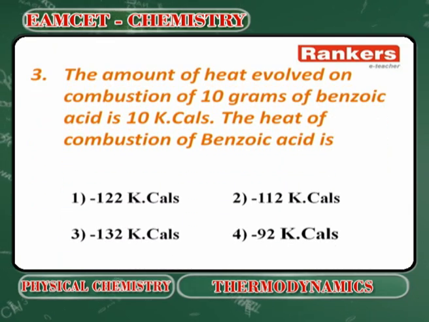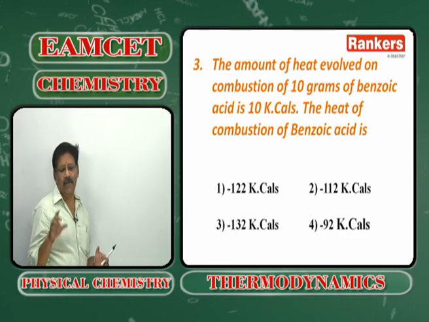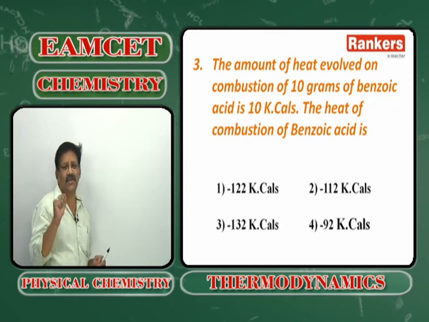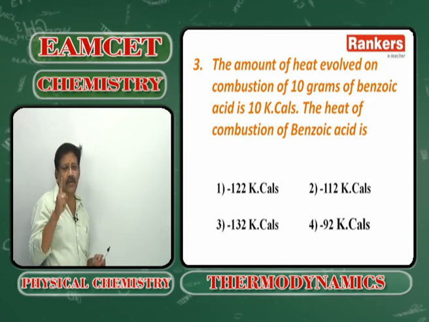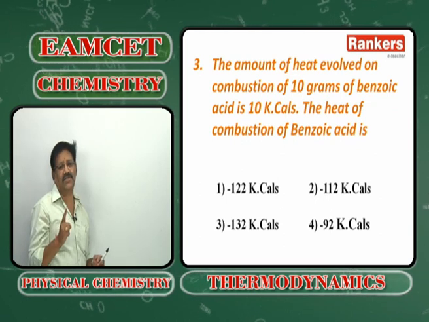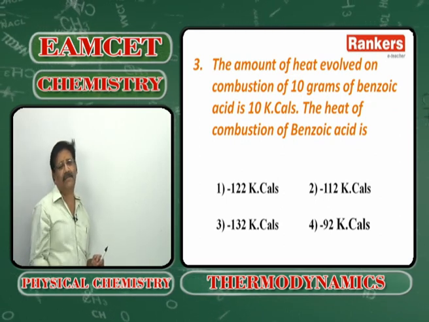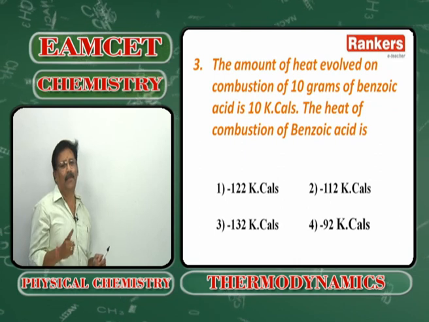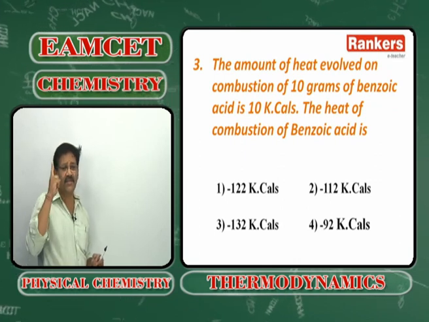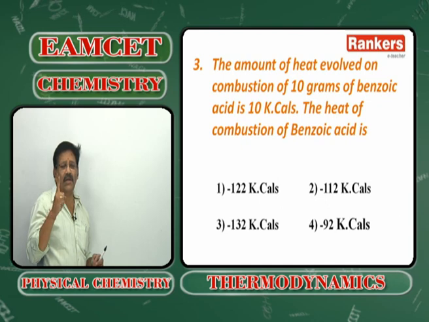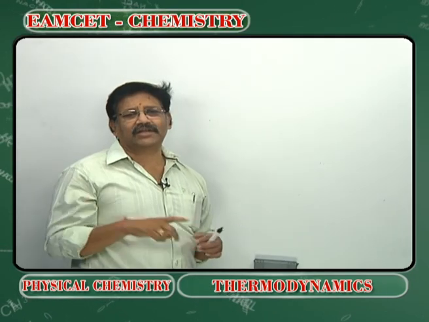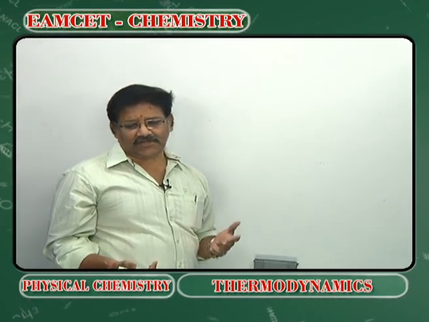Now, what is the definition of the heat of combustion? This is a problem based on the heat of combustion, so we must be thorough with the definition part. What is the definition of the heat of combustion? The amount of heat evolved during the complete oxidation or complete combustion of 1 mole of the compound, that is, due to the combustion of 1 gram molecular weight of the compound. That is the definition of the heat of combustion.